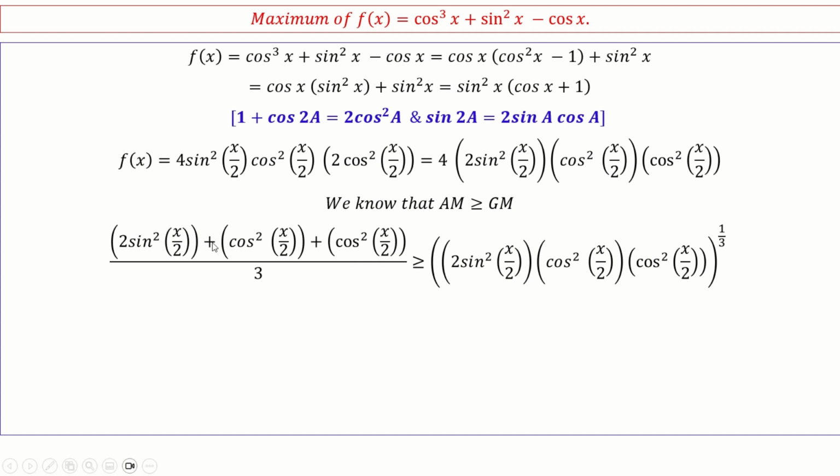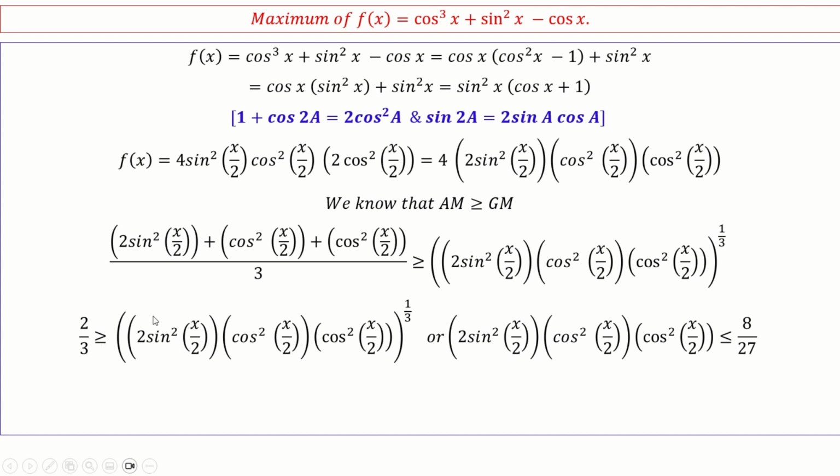This numerator will become 2, because there are 2 sin square thetas and 2 cos square thetas. So 2 by 3 is greater than or equal to this value. If I cube both sides, I will get 2 sin square x by 2 into cos square x by 2 into cos square x by 2 is less than or equal to the cube of 2 by 3, which is 8 by 27. Now this is nothing but close to my f of x. So f of x is 4 times this value, which is 4 times 8 by 27. So this is less than or equal to 32 by 27. So this is my maximum value.